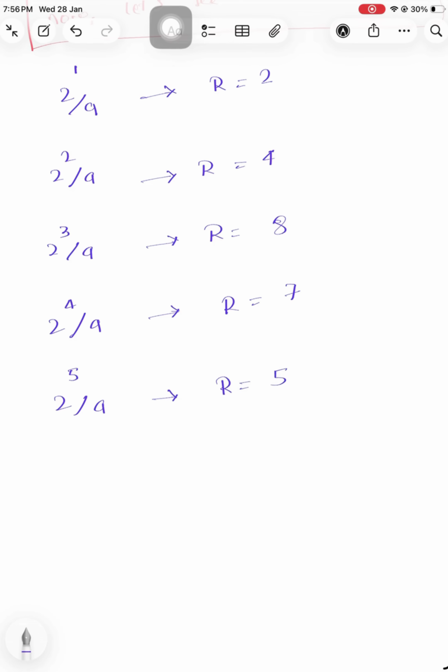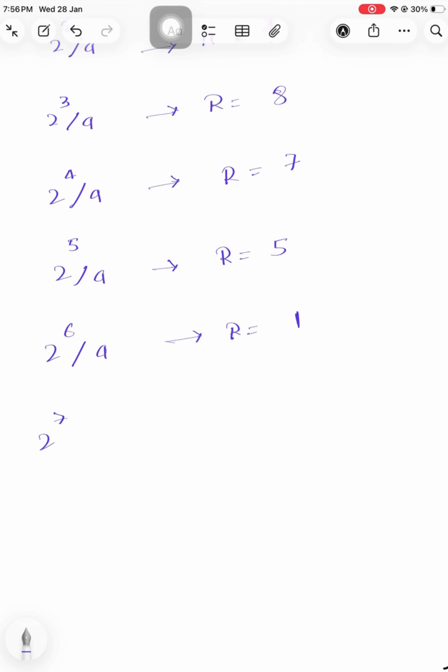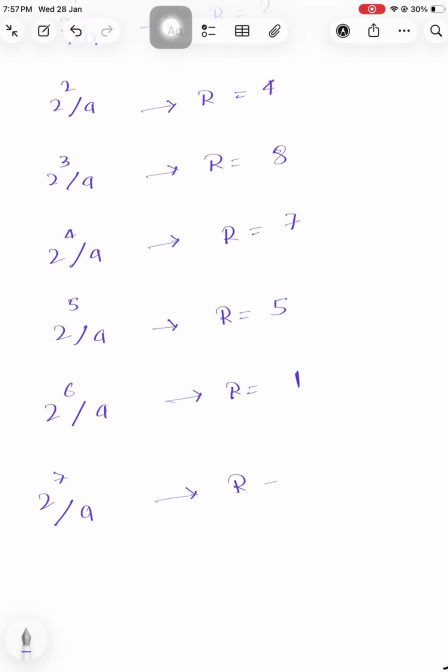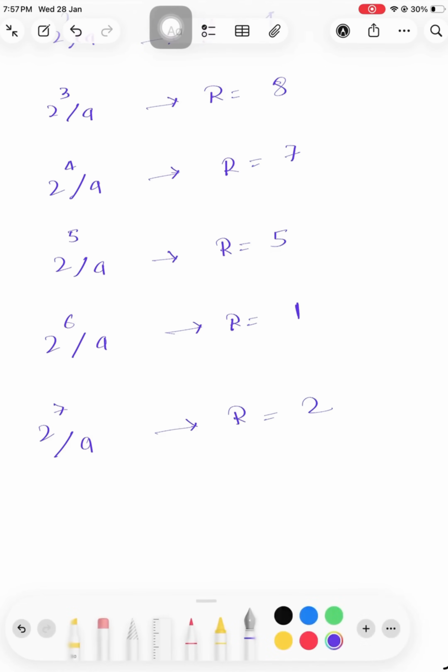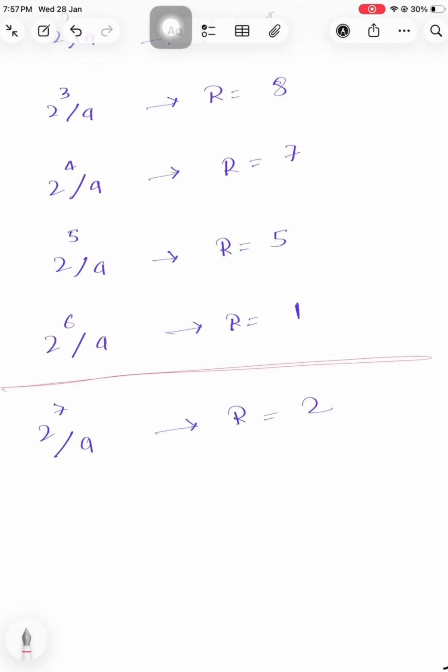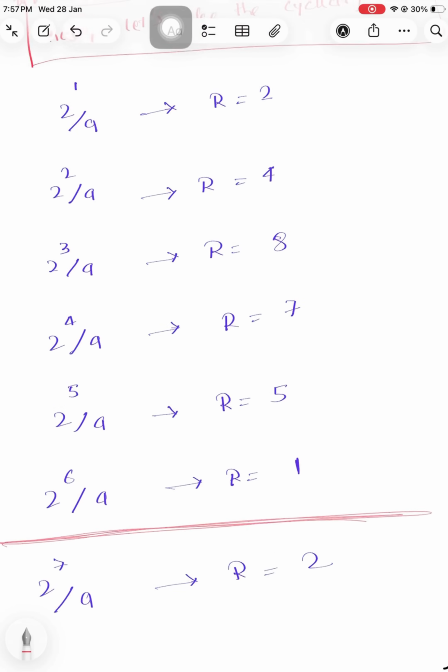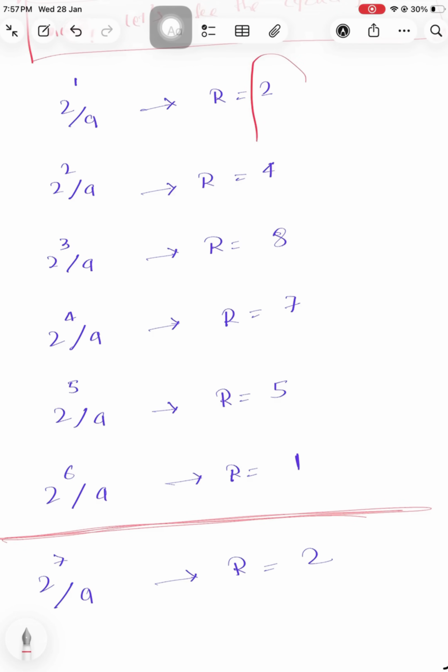2 raised to the power of 7 upon 9. Now this is resulting in remainder 2. But just to be 100% sure, let's take another value, which is 2 raised to the power of 8 upon 9. And yes, 2 to the power 8 is 256 upon 9. Okay, so the remainder is again coming as 4. So now there's a clear-cut repetition, and the cyclicity of remainders follows a range of values, which is 2, 4, 8, 7, 5 and 1.